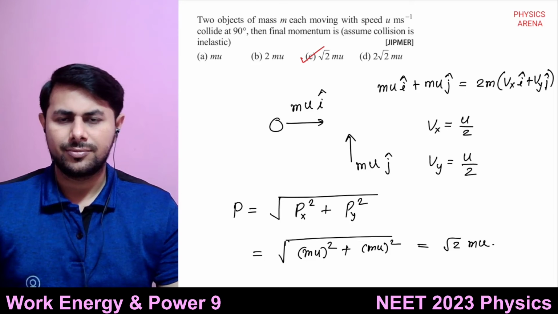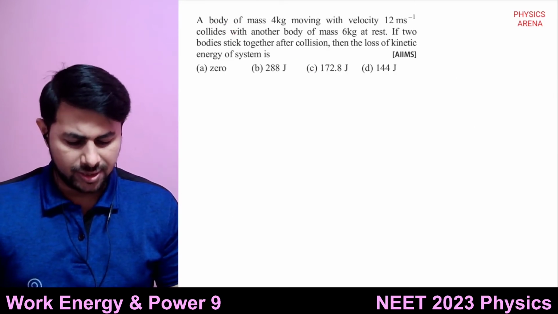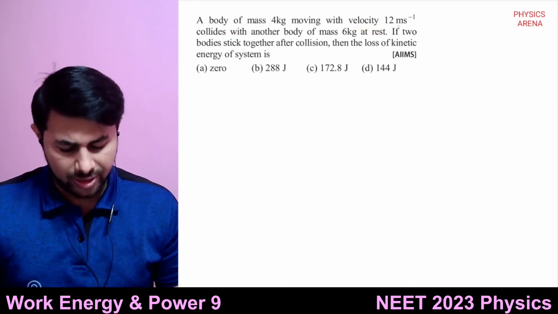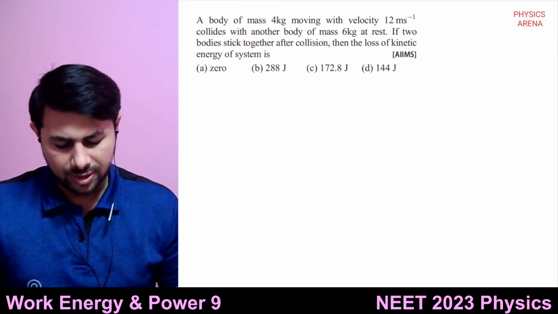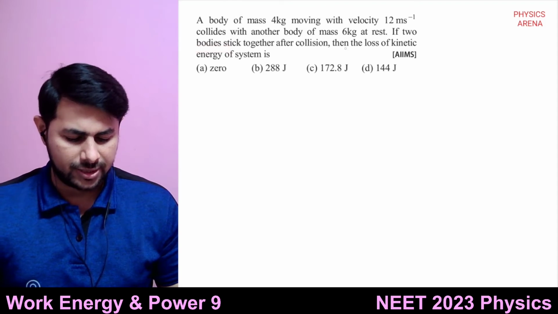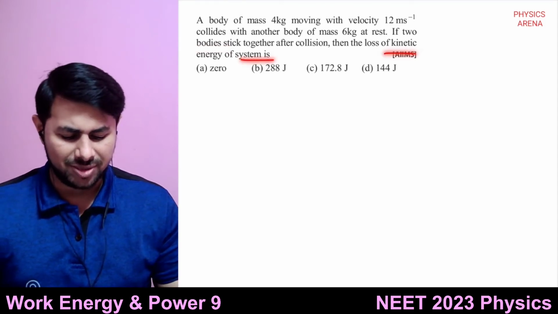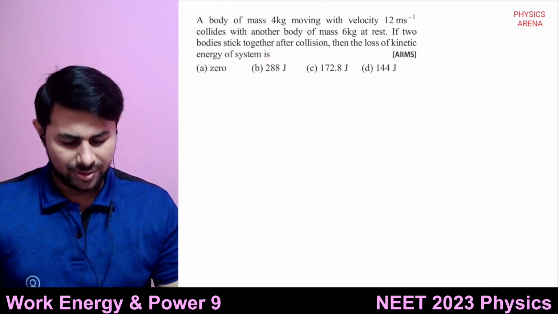Option C. A body of mass 4 kg moving with velocity 12 meters per second collides with another body of mass 6 kg at rest. If two bodies stick together after collision, then loss of kinetic energy of the system is. Okay, very simple.